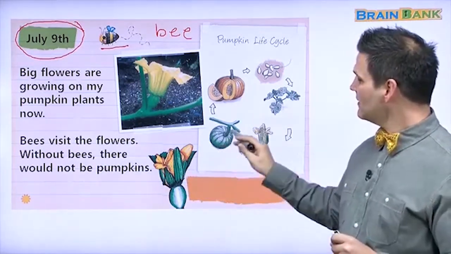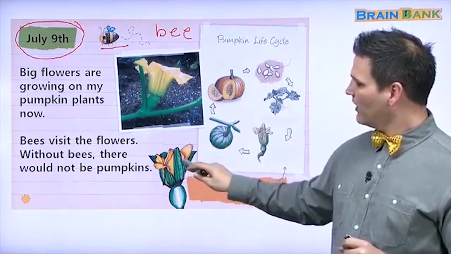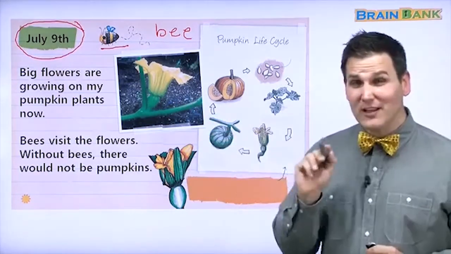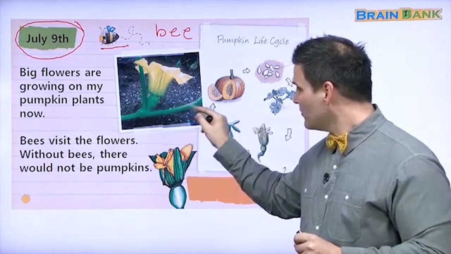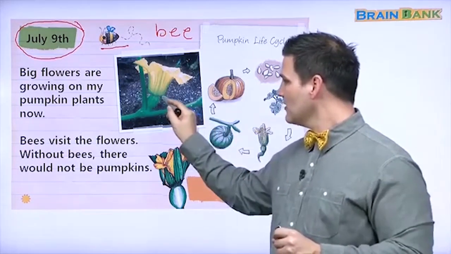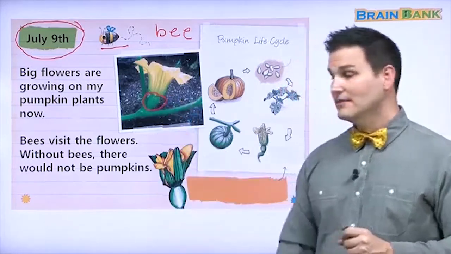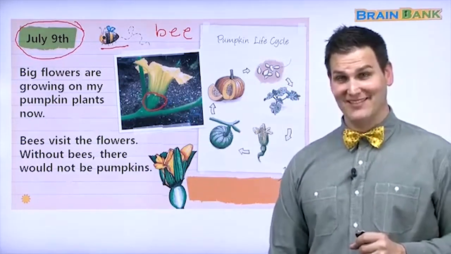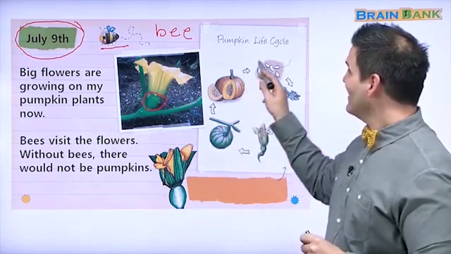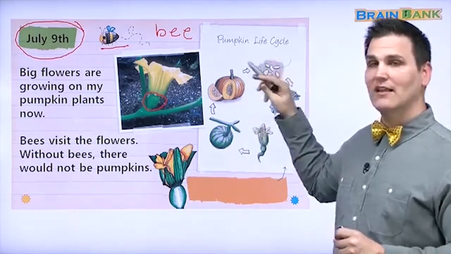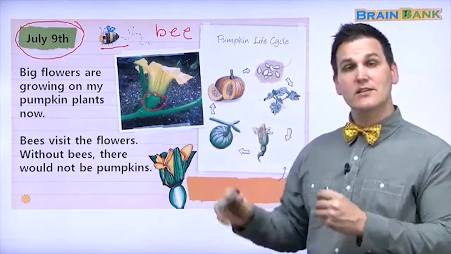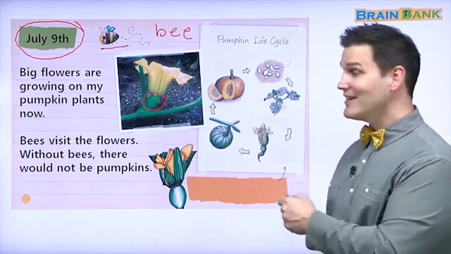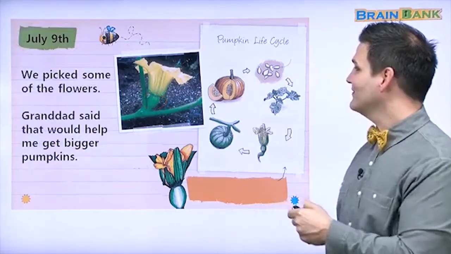Okay, so you can see this beautiful flower growing from the stem. And if you look very closely, you can see the prickly stem. Here, a very tiny baby pumpkin. Okay? And this is the pumpkin life cycle. This is the changes the pumpkin goes through. Let's take a closer look.